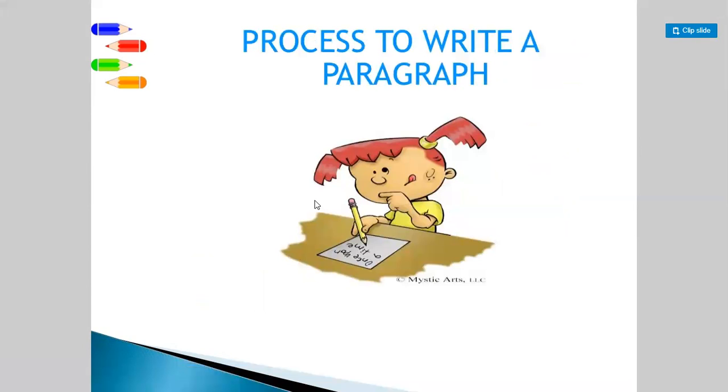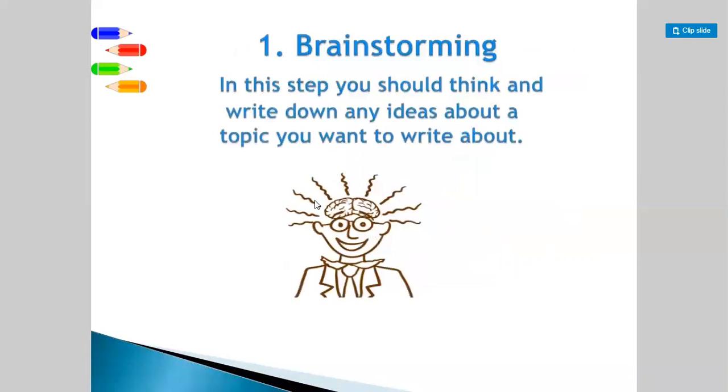The process of paragraph writing also consists of several steps. So you just do not sit and write. No, this doesn't work like this. You go through several steps in this process. Step one is brainstorming. In this step, you should think and write down any ideas about your topic that you want to write. So you just gather all the ideas.